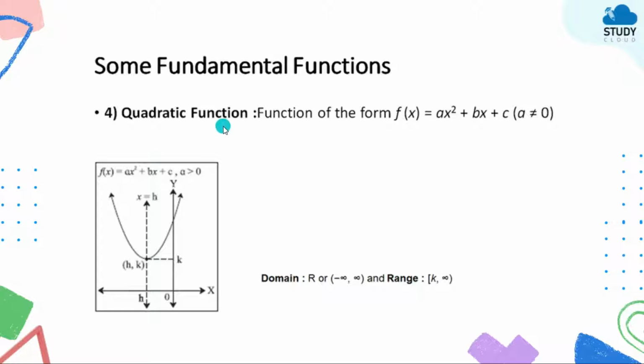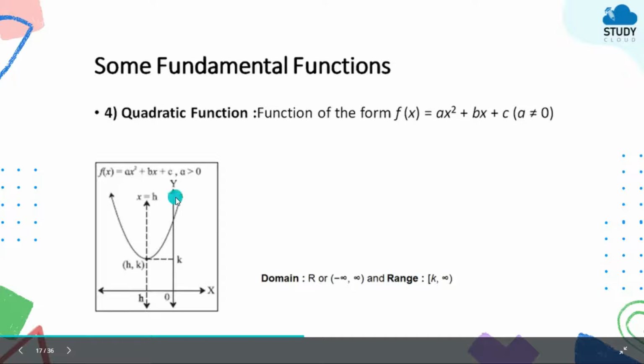Fourth is the quadratic function. We all know what is a quadratic equation. So when the function is of the form f(x) = ax² + bx + c, where a is not equal to 0, this is a quadratic function. This is a graph of a quadratic function. This is the y-axis, this is the x-axis. This is the quadratic graph. Here the domain is -infinity, infinity, and the range is [k, infinity).